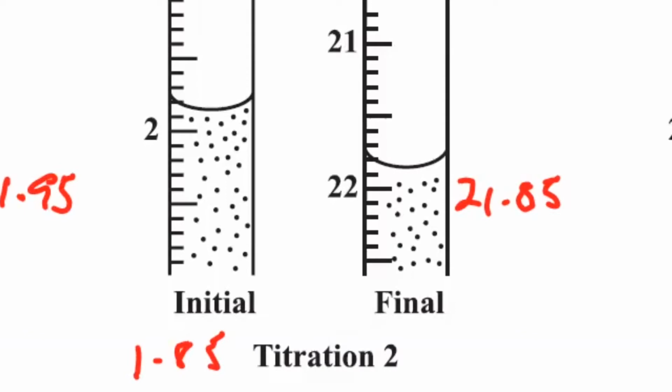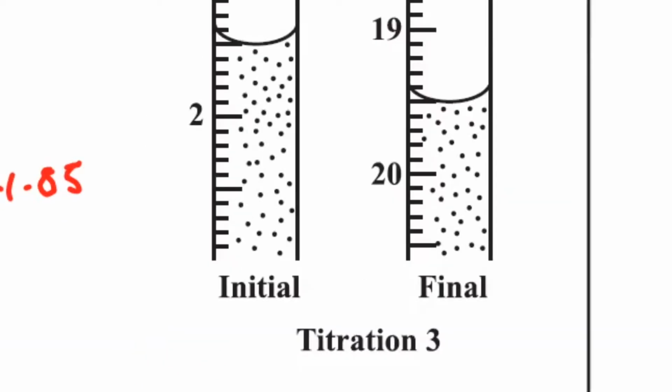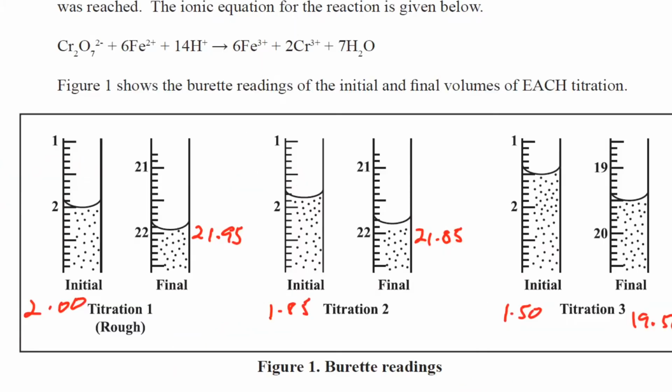That's right. The bottom of our meniscus is in between the 8 and the 9. All right. The initial reading for titration 3 would be 1.50. It's sitting exactly on the 1.50 mark. And the final reading would be 19.50. So just make a note of those. We're going to come back to these in short order when we fill out our table on page 5.